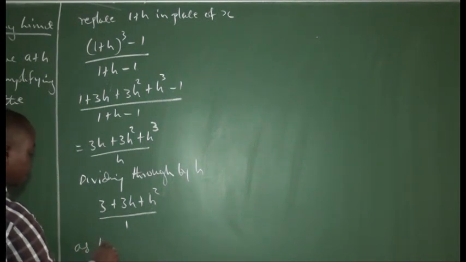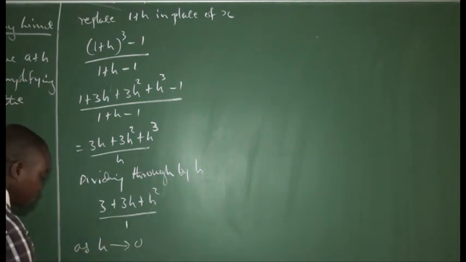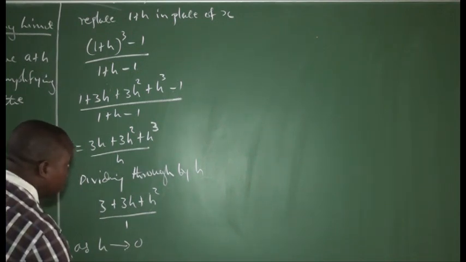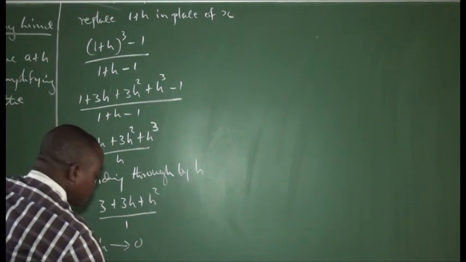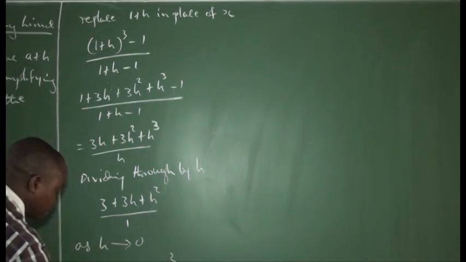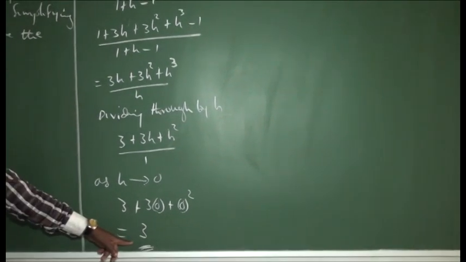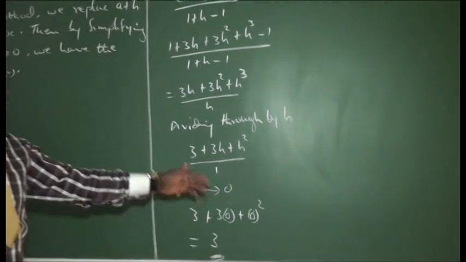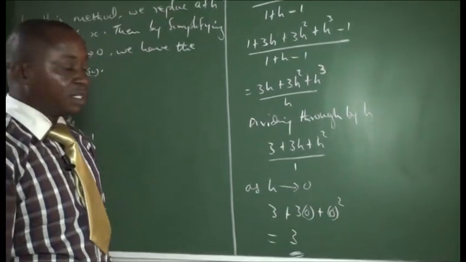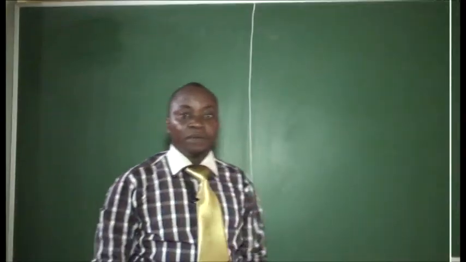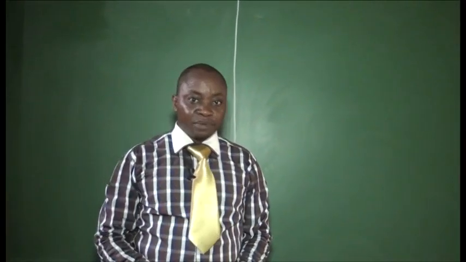Then, as h approaches 0, we have 3 plus 3 times 0 plus 0 squared, and that gives us 3. So the limit now becomes 3. So that is the h method of evaluating limits. We'll take another example on the h method.